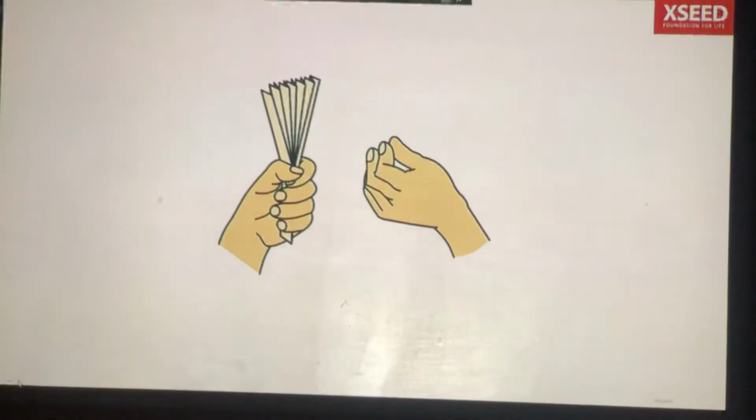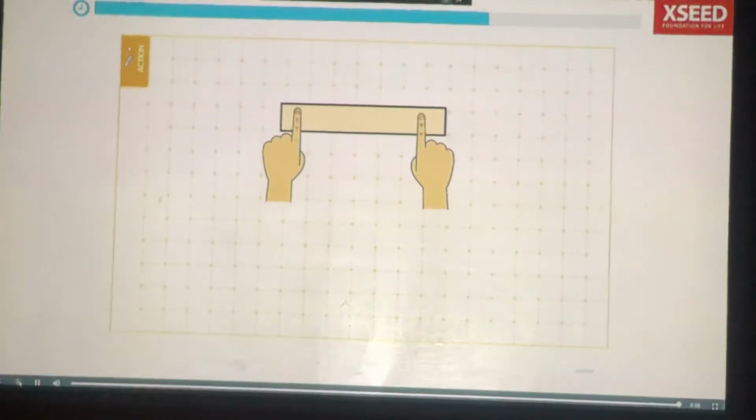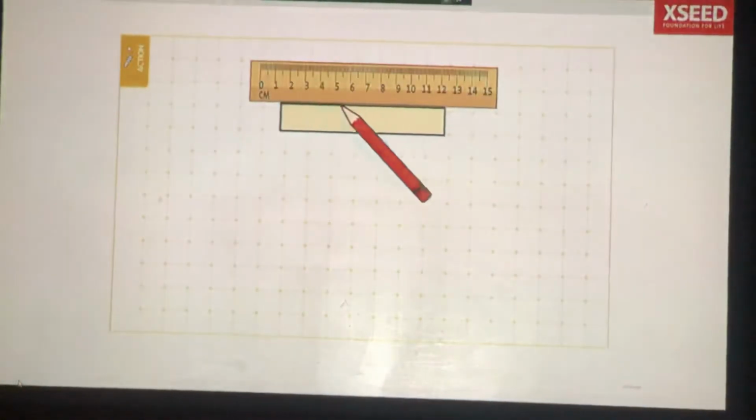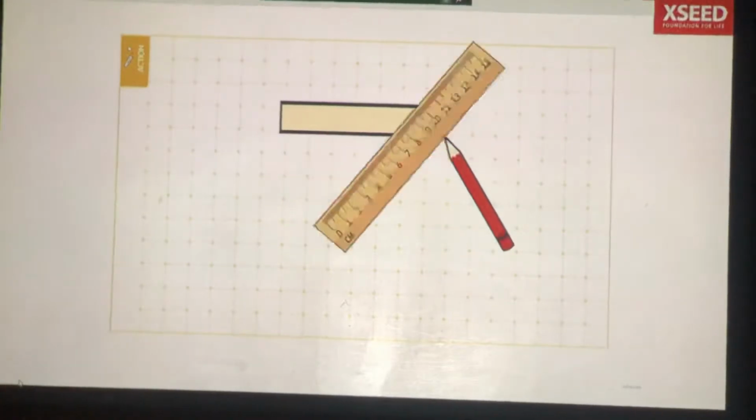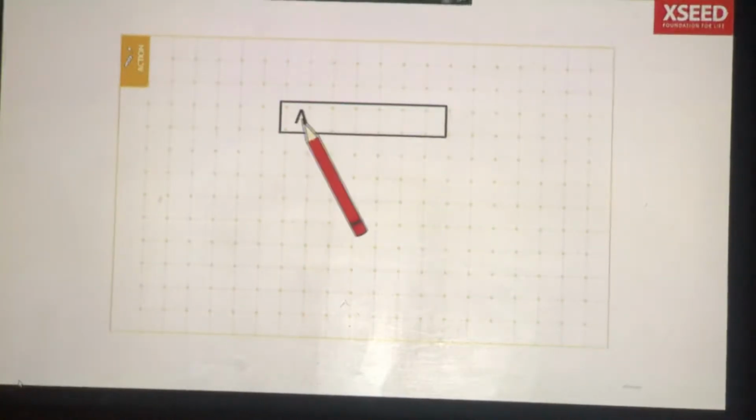Gather all the folds together. Place your fan in the action section of your journal. And then press it tight, like this. Draw an outline of your fan on the sheet. You can use a ruler to draw straight lines. Write A on the figure.